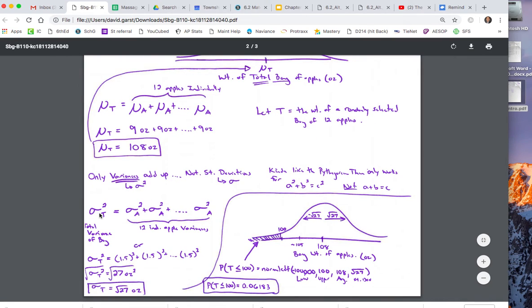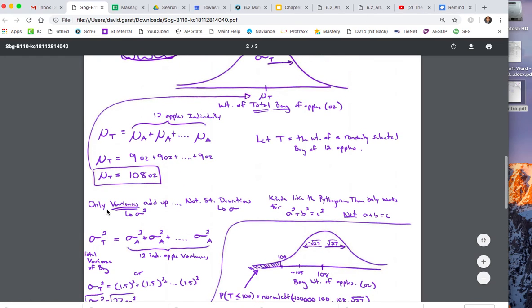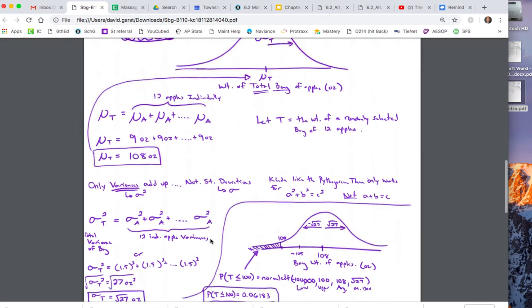So here is the formula then to find this for the whole bag of apples. The variance of the whole bag is the variance of one apple plus the variance of another apple plus the variance of the third, and so on. We would have 12 apple variances total in this. So what are we going to do?